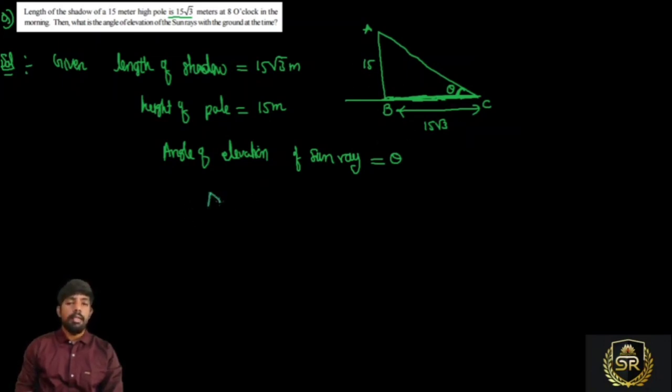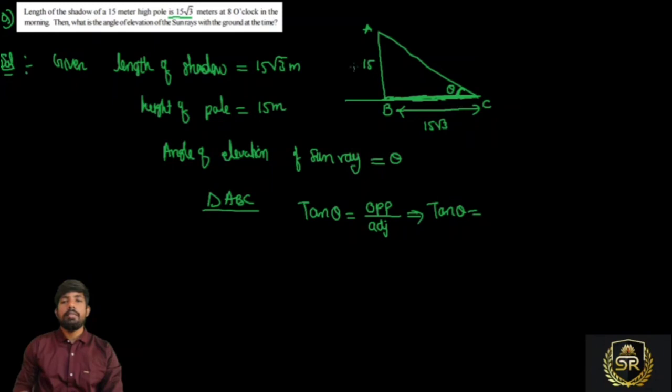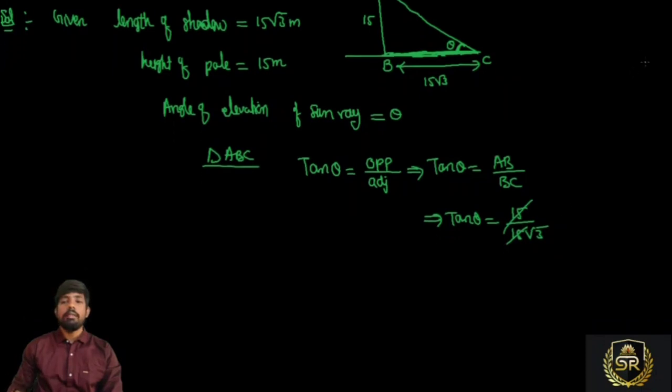Can I use tan in right angle triangle ABC? Tan theta is equal to opposite side by adjacent side, right? So tan theta is equal to opposite side, 15, by adjacent side. Opposite side is AB and adjacent side is BC. So tan theta is equal to 15 by 15 root 3. 15 cancels, and tan theta is equal to 1 by root 3.